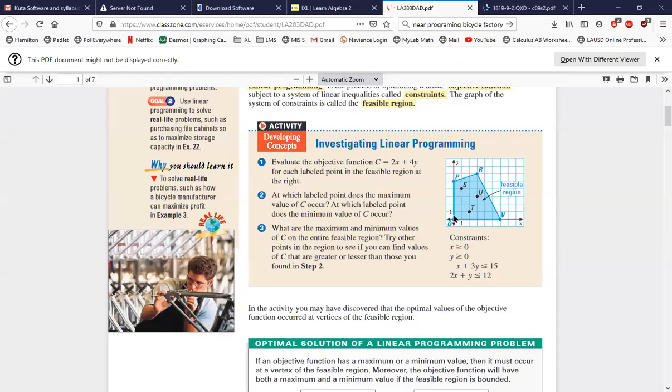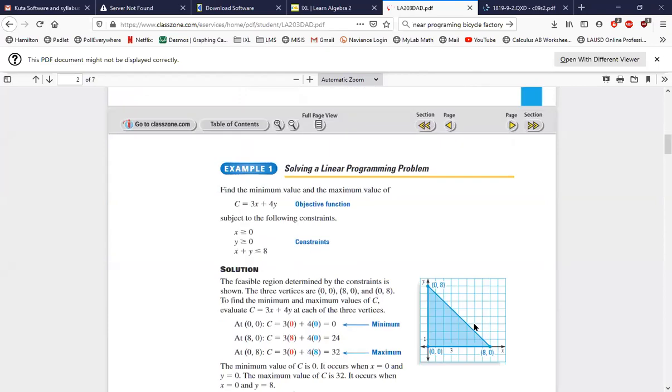Our constraints, again: X is greater than or equal to 0, so we're going to the right. Y is greater than or equal to 0, so we're going up. And we're given these 2 line equations here. Turns out, if you solve for y, you can graph these lines, like here, and then graph this line right there. We're going to end up graphing these lines in Schoology today.